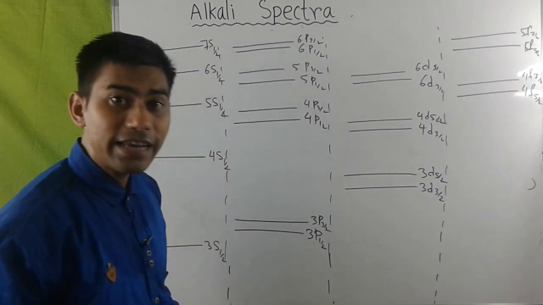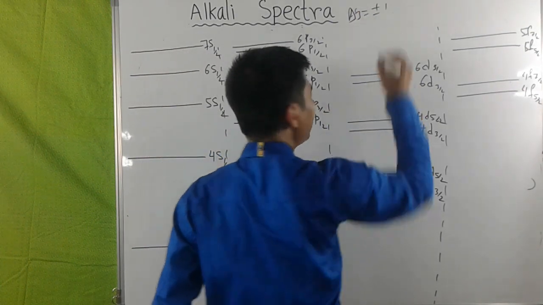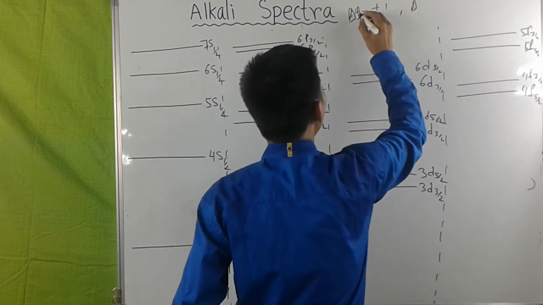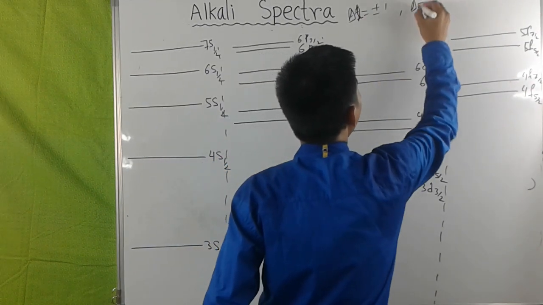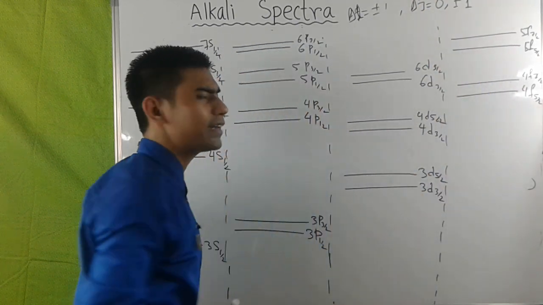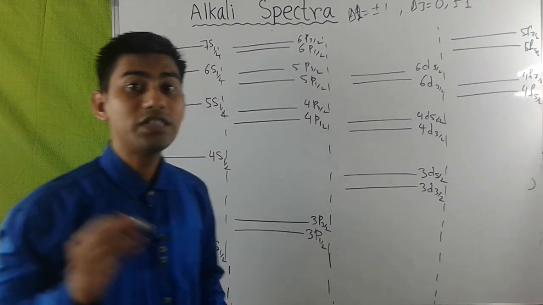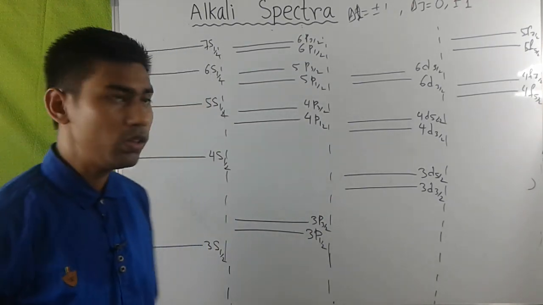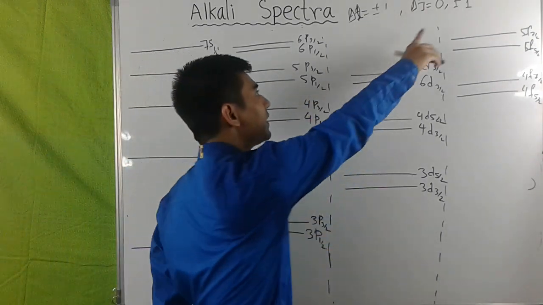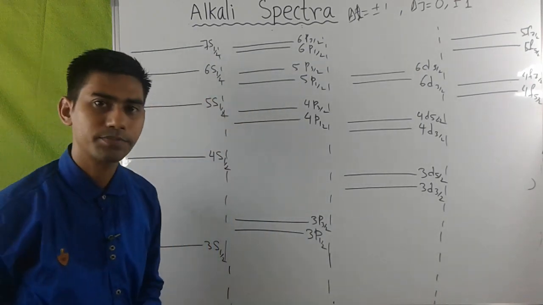Now here the selection rules are delta L equals plus or minus 1 and delta J equals 0 or plus or minus 1. Okay, so these are the two selection rules. So the transitions which satisfy these two selection rules, that is delta L equals plus or minus 1 and delta J equals 0 or plus or minus 1, do actually occur.